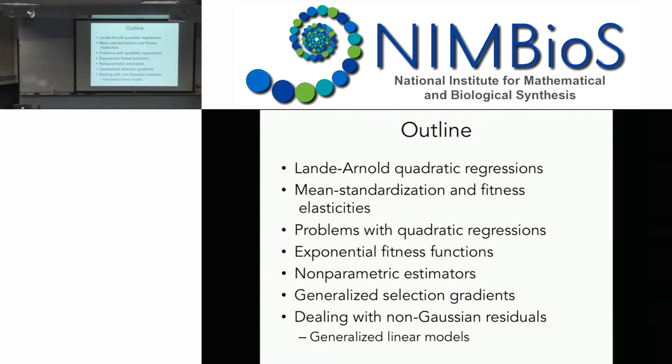One category is exponential fitness functions. Another category is non-parametric estimators. I want to talk about generalized selection gradients, and then talk about dealing with non-Gaussian residuals. So a word on this.